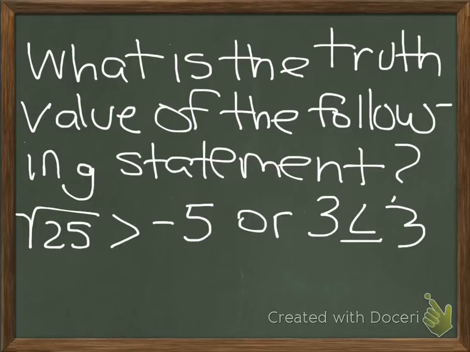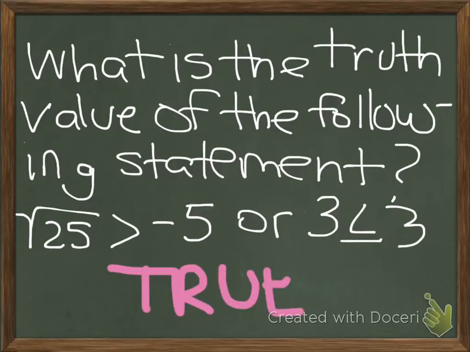Here we're going to say whether this is true or false. So we need to think of the truth value of each statement and put it together. So we have the square root of 25 is greater than negative 5. So that is true because 5 is greater than negative 5. And then we have or, and we think of the other statement, 3 is less than or equal to 3. Well, that is also true. So we have true or true, which would make the entire statement true.